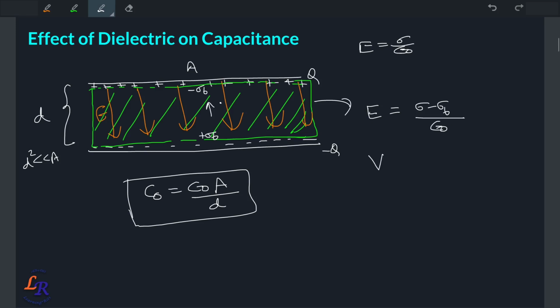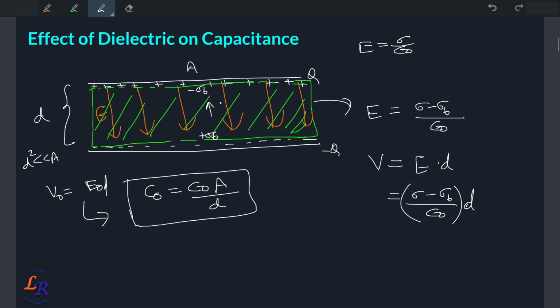In the vacuum case, V was E0 times D, which we calculated. Similarly, let's say the potential difference is V when there is a dielectric inside, and it can again be written as E times D. So it is written as sigma minus sigma b upon epsilon 0 times D. Now, coming back to calculating the value of sigma minus sigma b.